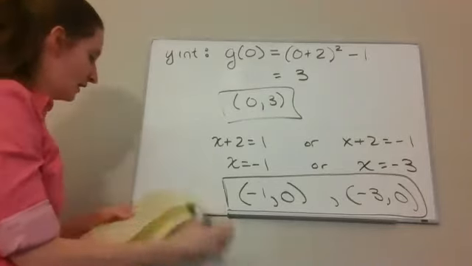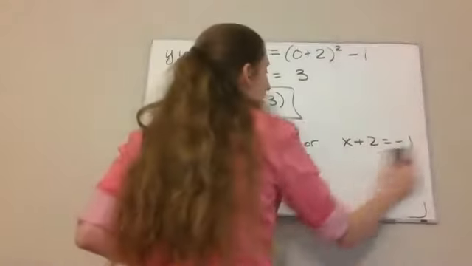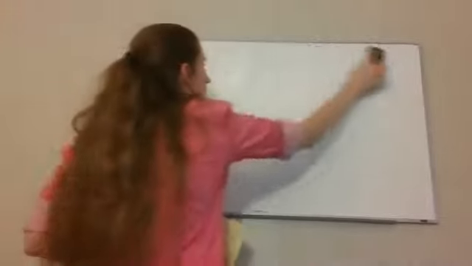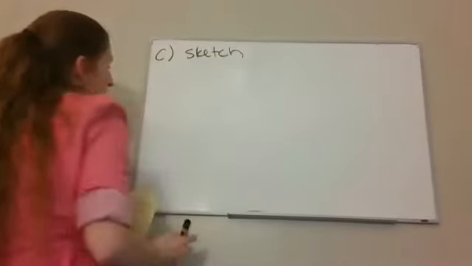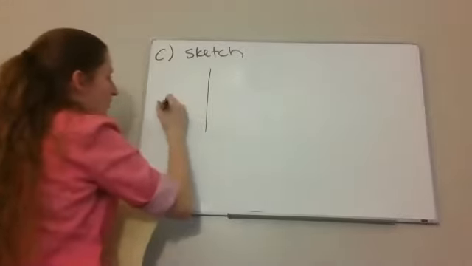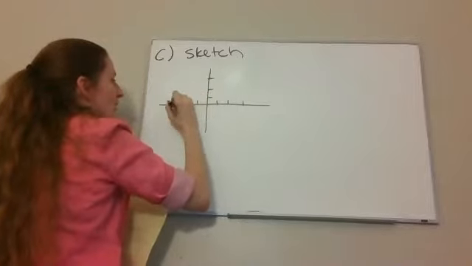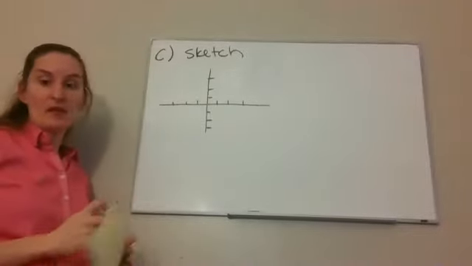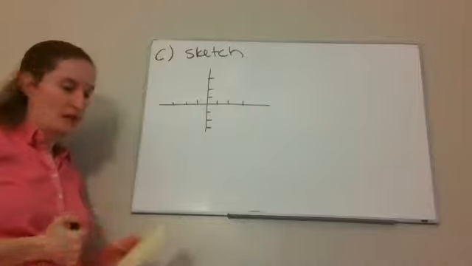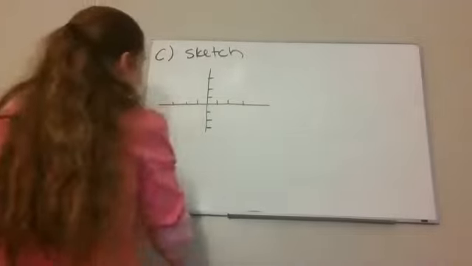Now, part C, we're going to graph, well, actually just sketch what this looks like. Now, when it says sketch, it doesn't have to be an absolutely perfect graph. You can get a pretty decent graph just by plotting your vertex, your X-intercepts, your Y-intercepts, and remembering which way the parabola opens.